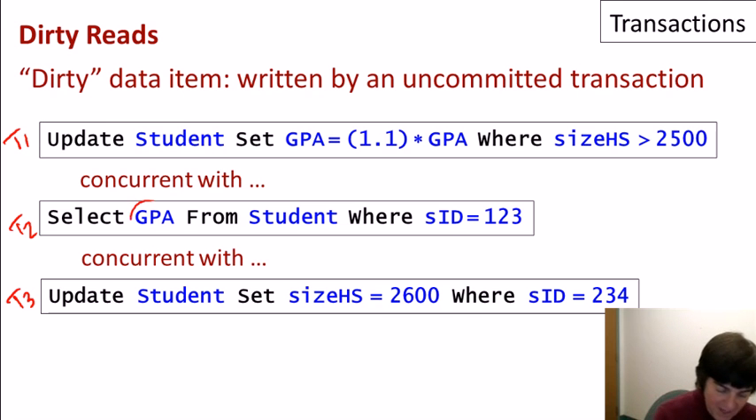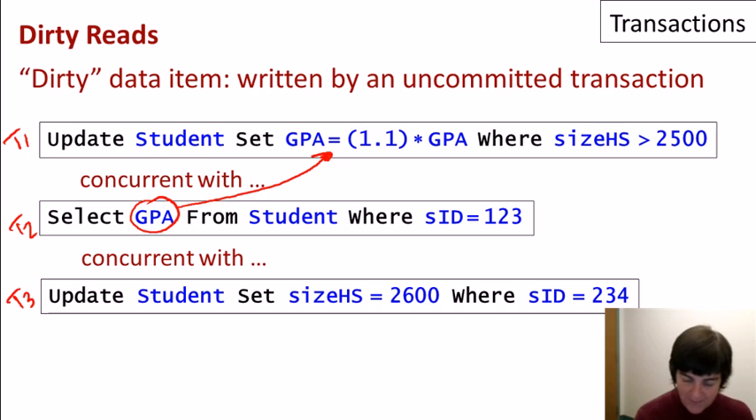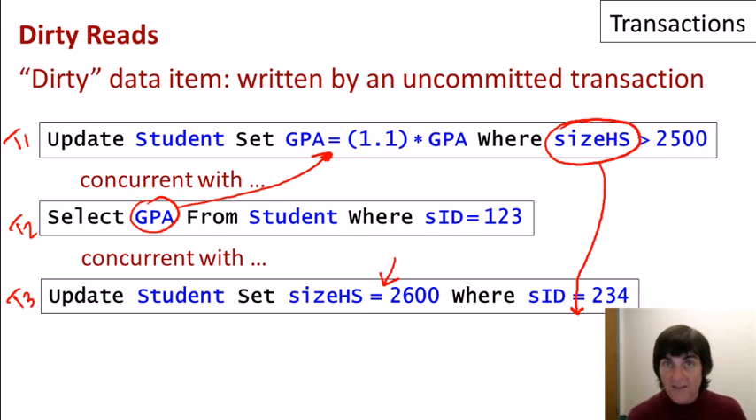So if this GPA here in transaction T2 is read before the commit of transaction T1, then that would be a dirty value for the GPA, again, because if this first transaction doesn't commit, then that value will be rolled back. There's a second case where we might have dirty data read in this trio of transactions, and that's this size high school here. Because notice that here we're modifying a high school size, so if this size of high school is read before the commit point of the third transaction, that would also be a dirty data item.